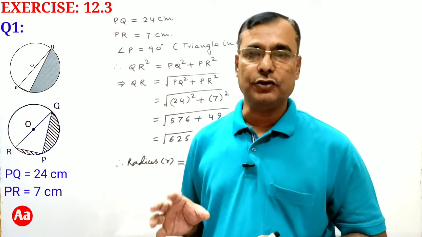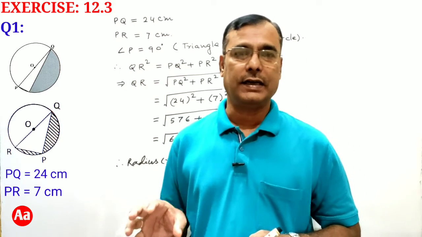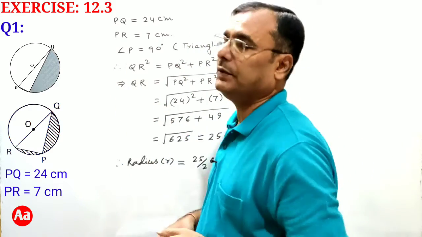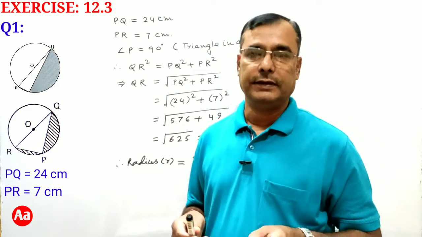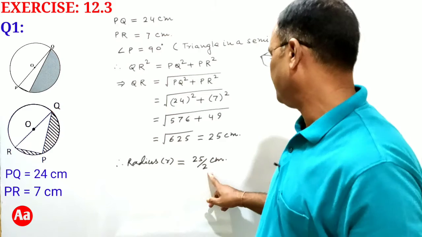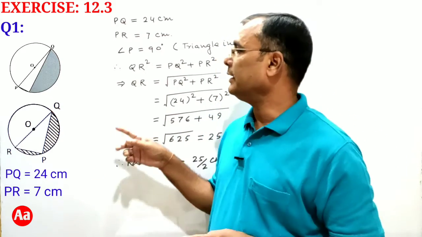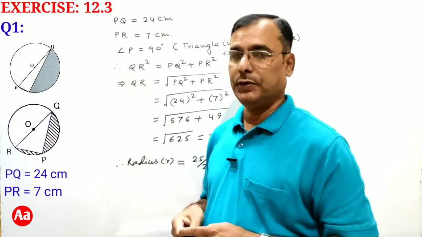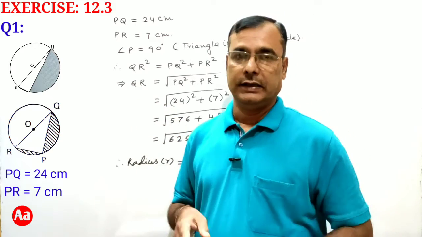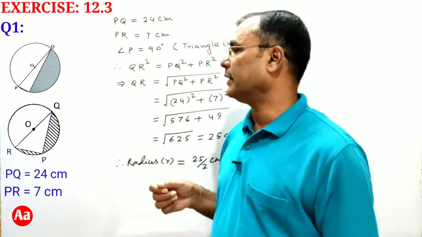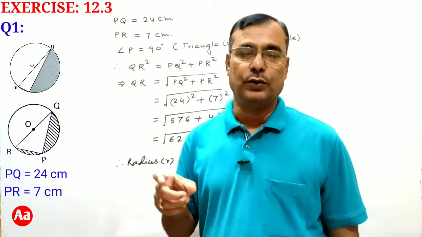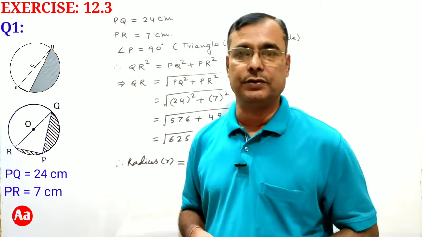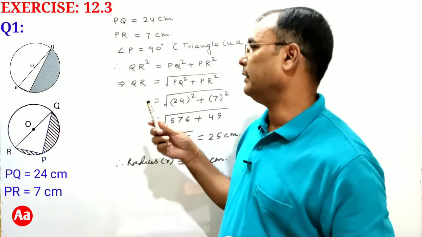Now we will find area of the shaded region. Area of semicircle QPR minus area of triangle QPR. Area of semicircle we can calculate using formula half into pi r square. R we have found 25 by 2 centimeter, and area of triangle QPR, which is a right triangle, QR is hypotenuse, PQ and PR are the other two sides which are already at right angle. So one side can be taken base, other side can be taken perpendicular. Using half into base into height we can find area of triangle QPR.